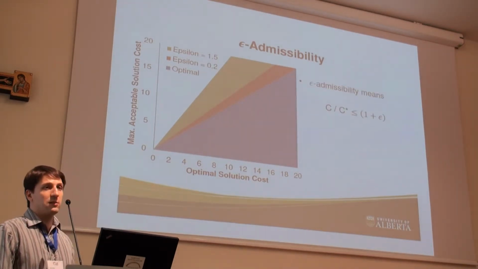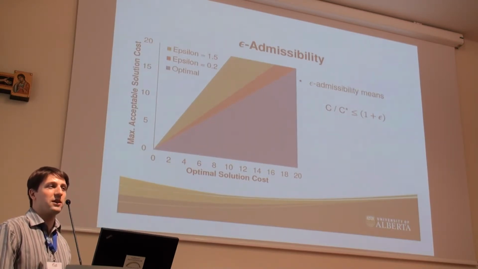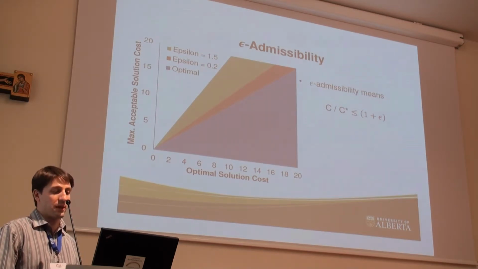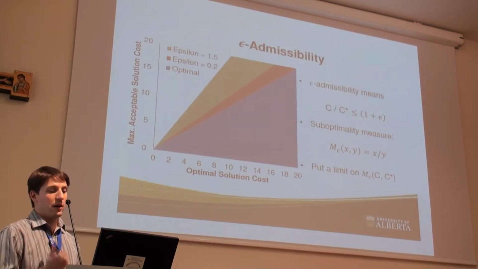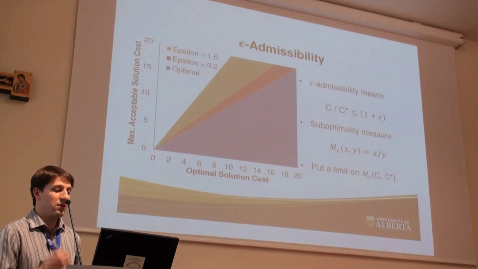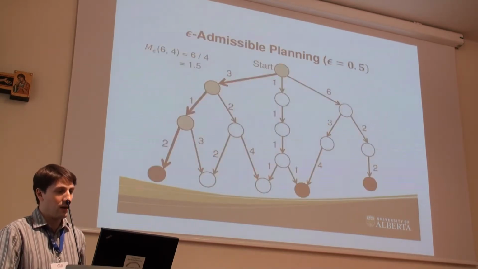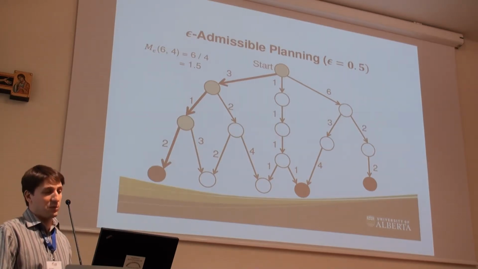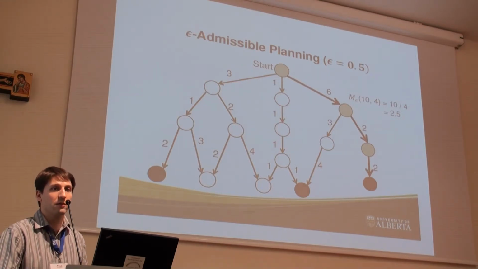Epsilon admissibility in some sense is putting a limit on the ratio of C over C star, and that limit is 1 plus epsilon. So you can think of this as a suboptimality measure, which is just given by the ratio of these two elements. In this case, if we calculate the suboptimality of our various solutions, this one is acceptable because its ratio is 1.5, whereas this one is not because its ratio is 2.5.